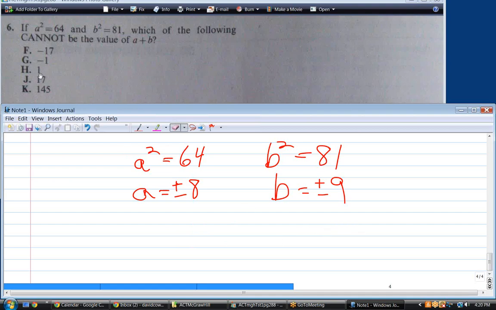Can we get 1? Yes. Can we get 145? No. Absolutely. You're right. That's the answer. In other words, we can actually get any of those 4 answers right there, but what we cannot get is 145. No matter what combination you add those 2 numbers together, you're never going to get 145.